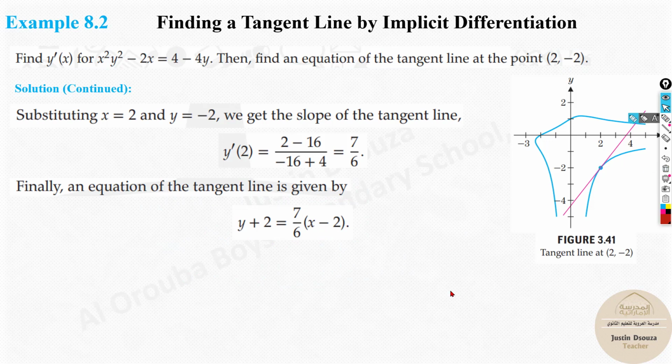So you can see the tangent line over here. That's the thing. The positive slope shows it up. And this is the tangent line.